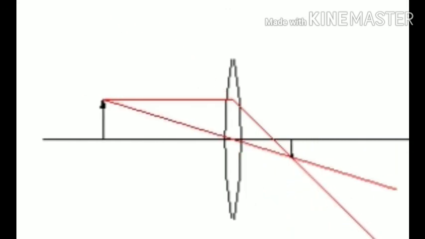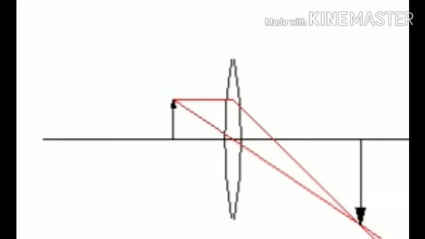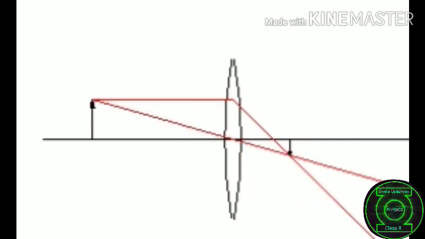So thus, the above observation will be the same if the lens is moved towards the object instead of moving the object towards the lens.